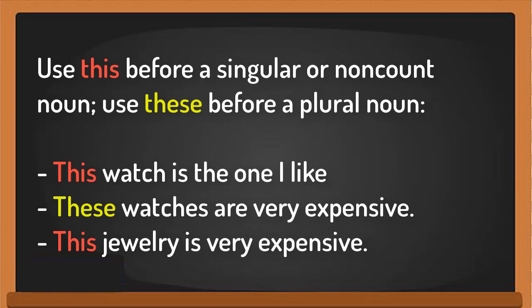So use this before the singular noun. For example, "This watch is the one I like." The watch is close, so you have to say this watch. And then, "This jewelry is very expensive." Jewelry is a non-count noun, so we use this. And then if the watches are far away and there are more than one, plural, you have to say "These watches are very expensive."